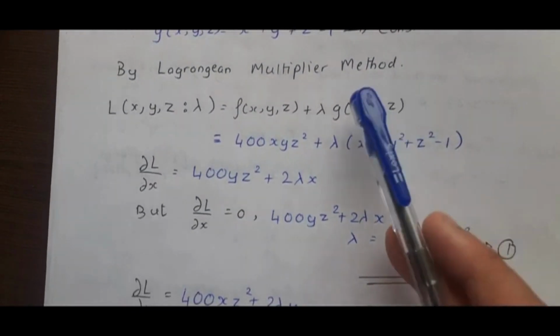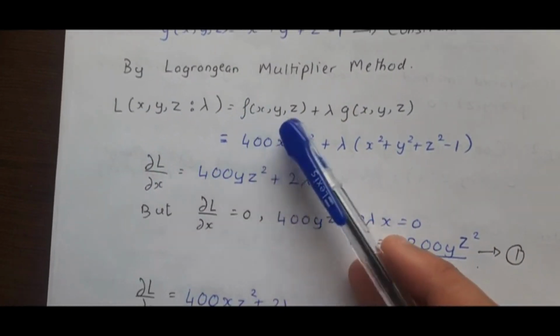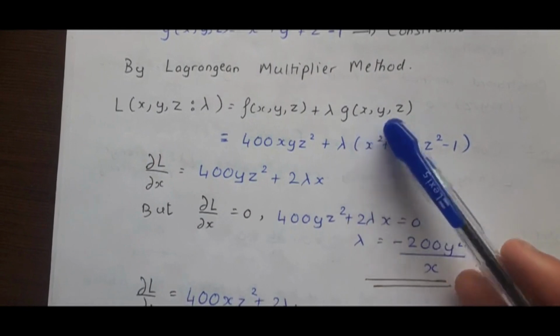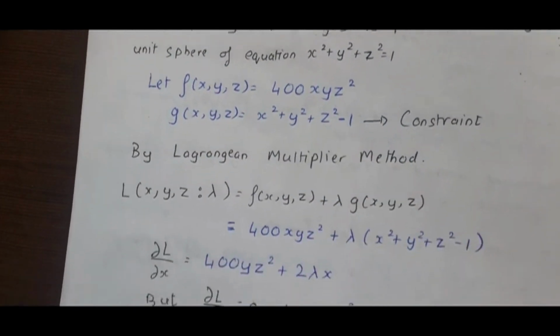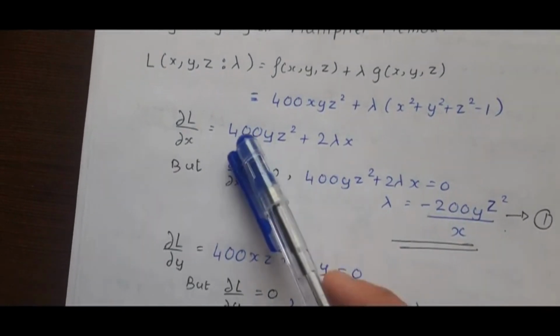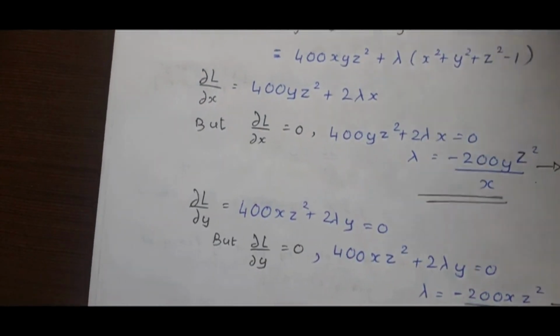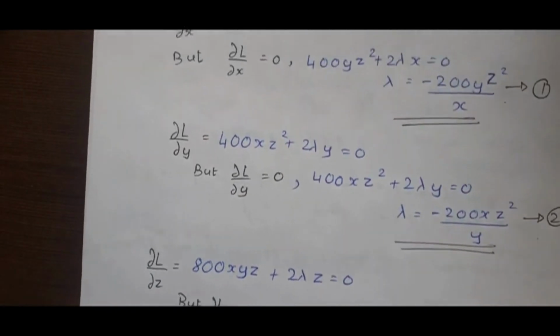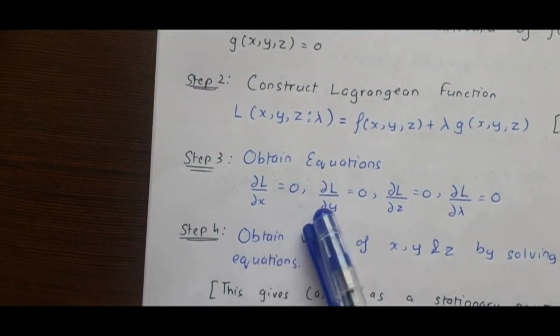By the Lagrangian multiplier method, L of x, y, z, lambda can be written as f of x, y, z plus lambda times g of x, y, z. f of x, y, z I have over here, g of x, y, z I have over here, I substitute. Then I take a derivative with respect to x, a derivative with respect to y and a derivative with respect to z, and I equate all to 0 because that's my step over here. That is step number 3, as you can see over here. Step 3, take a derivative and equate it to 0.